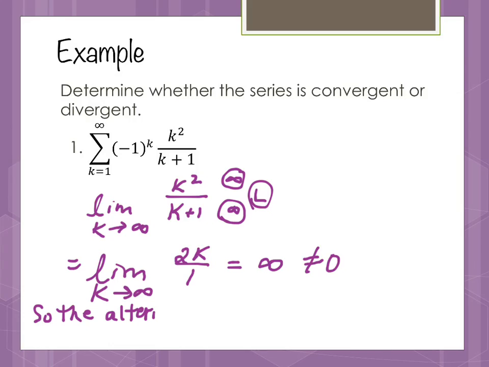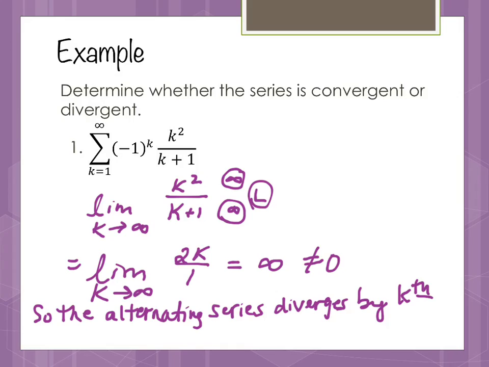So the alternating series diverges. And one way to do this is by saying by the kth term divergence test.